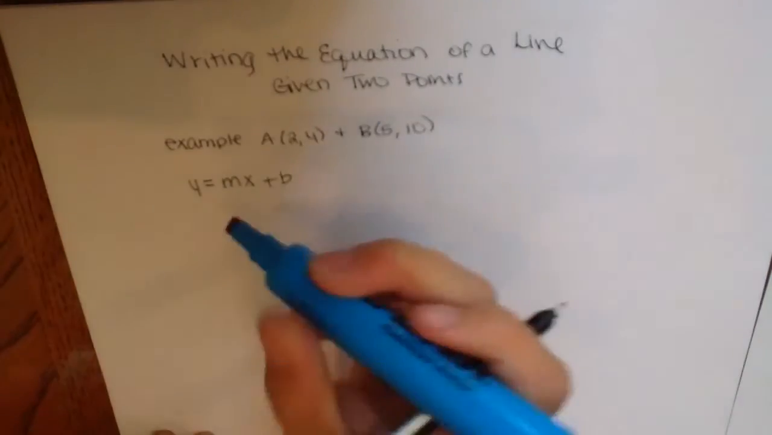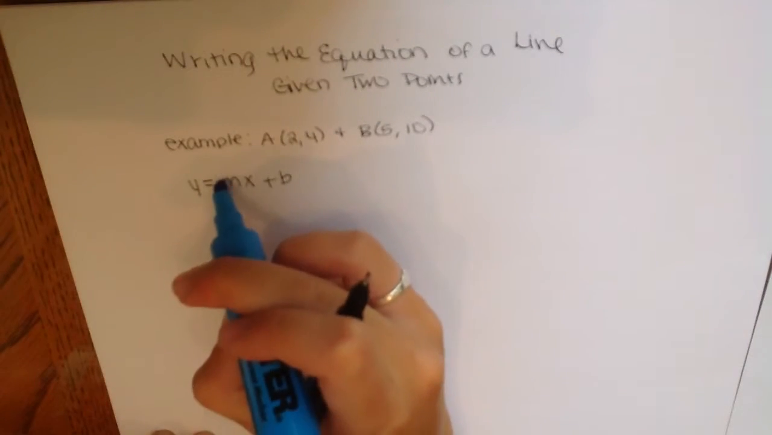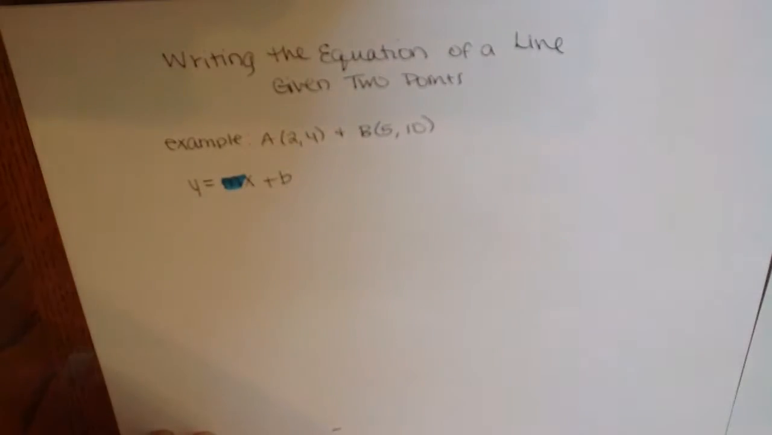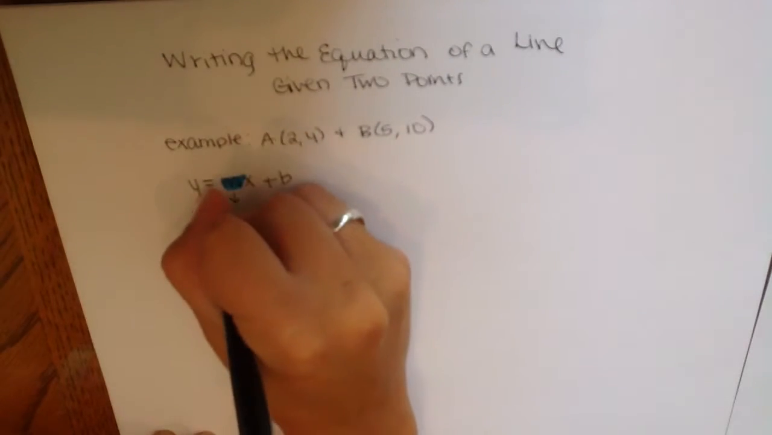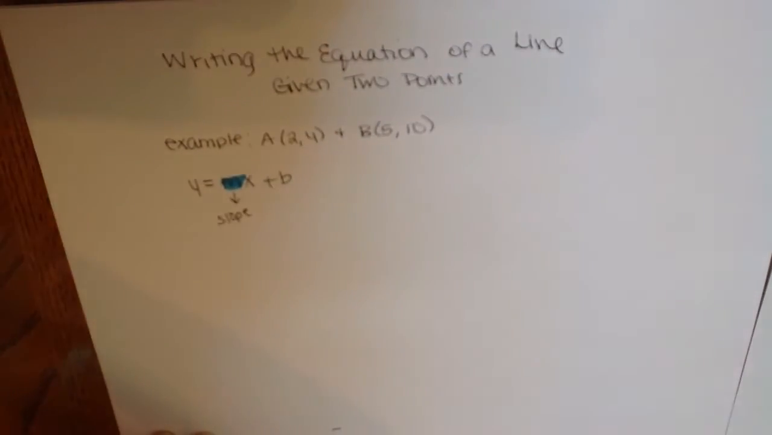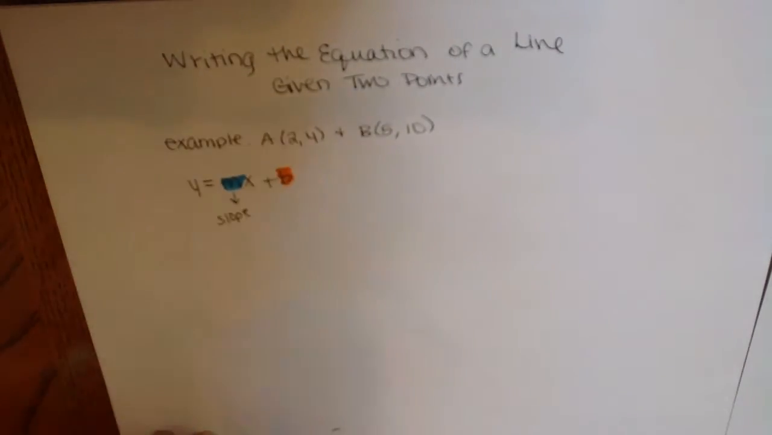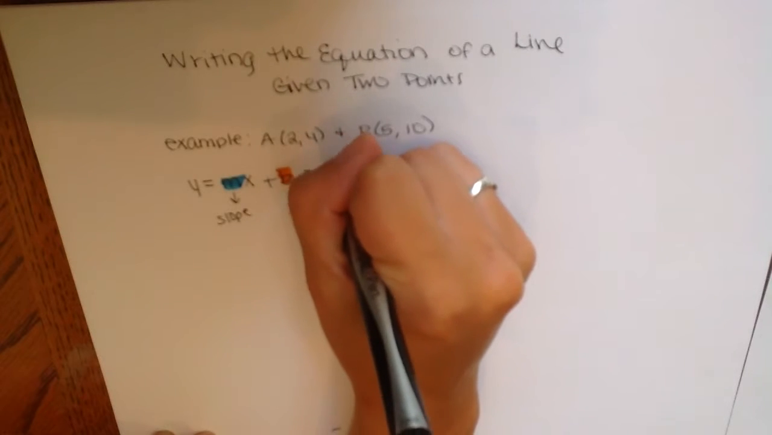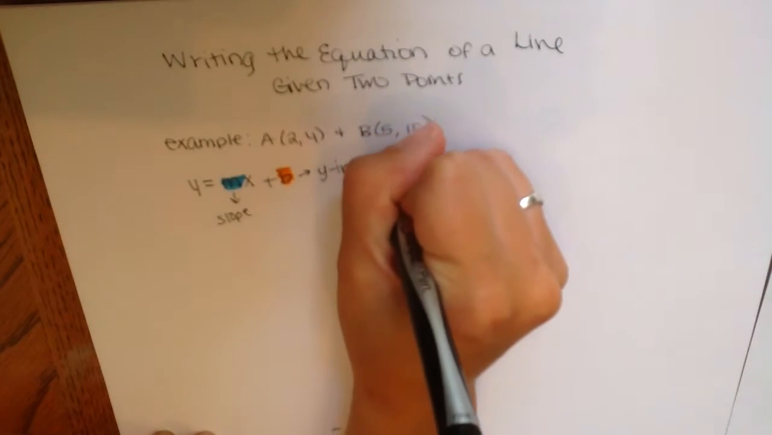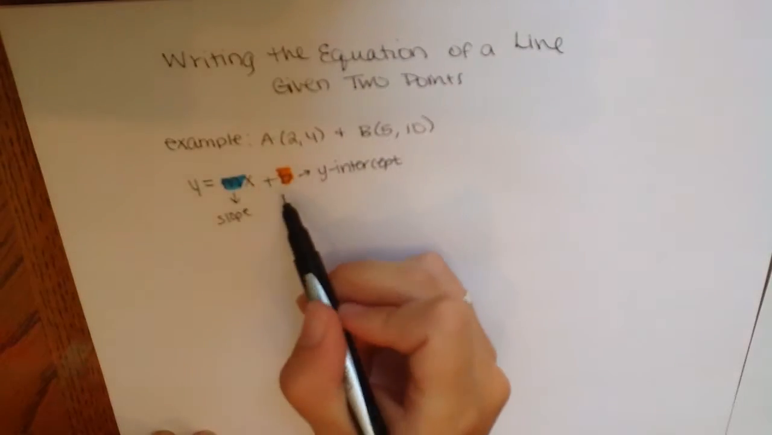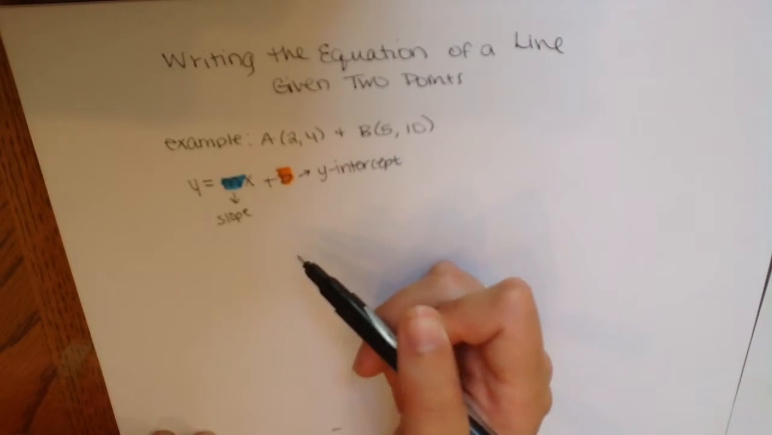b, where m, in this case, represents the slope, and b represents the y-intercept, or where the line crosses the y-axis.